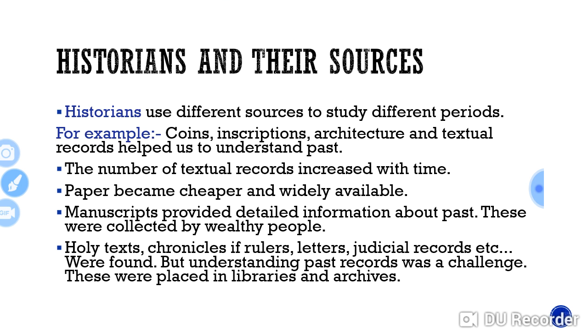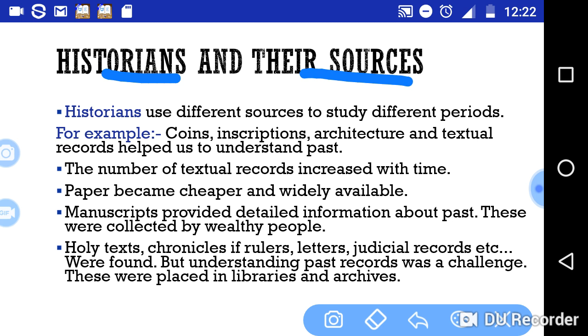About the historians and their sources, we can see changes in the sources which were available to historians to write history. In the ancient period, people wrote history by collecting the things which were used by the people during the ancient period, like coins, inscriptions, and architecture. These were the things giving information to historians to write history. Hence, these were the sources: coins, inscriptions, architecture.